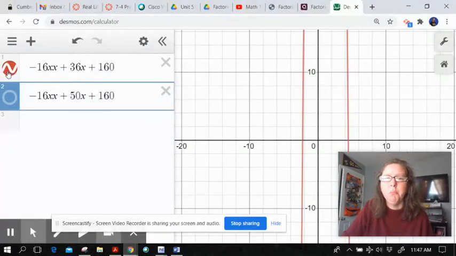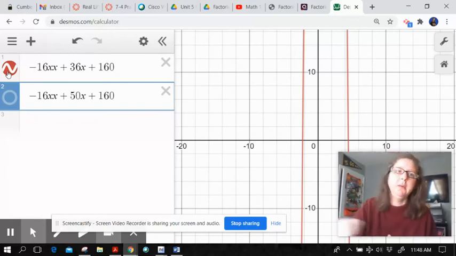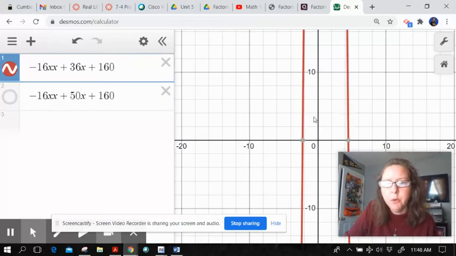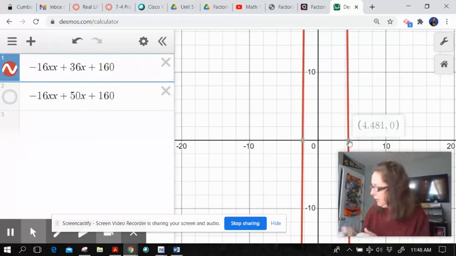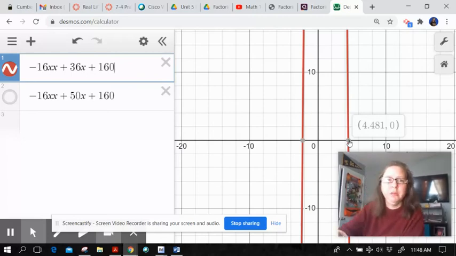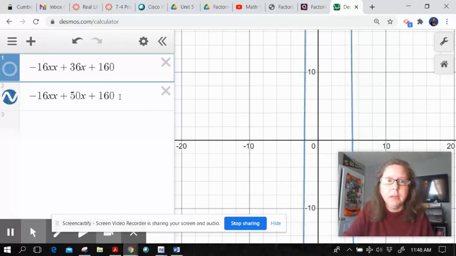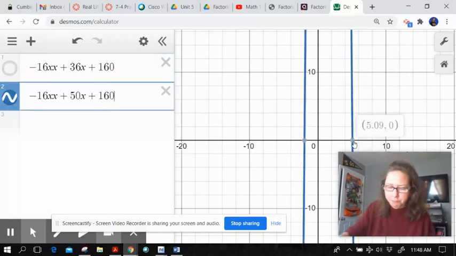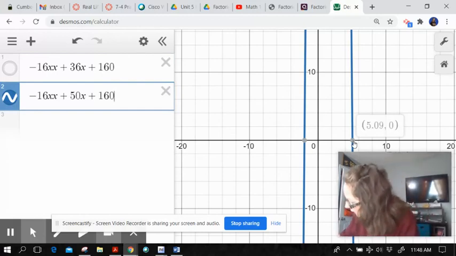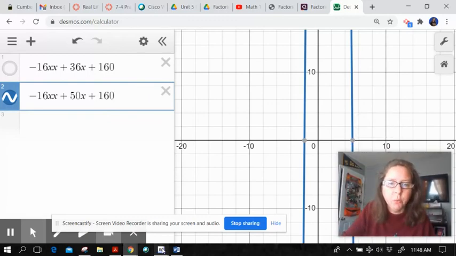Okay, so my red line is Rachel, so let me use my red pen. And I'm going to click on her equation, and I'm going to find out that it took 4.481 seconds for Rachel's book to hit the ground. Now let's look at Amber. Amber's book took 5.09 seconds to hit the ground. So how much faster was Rachel's?